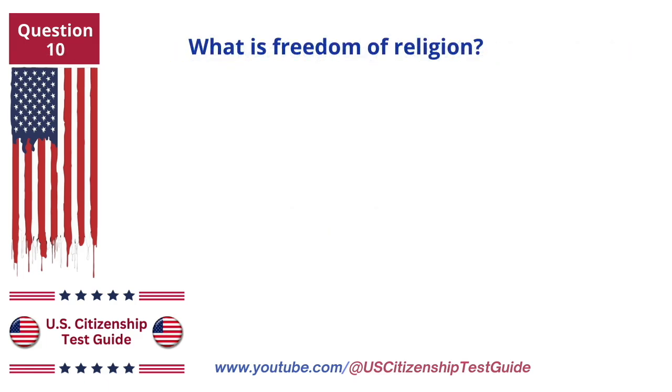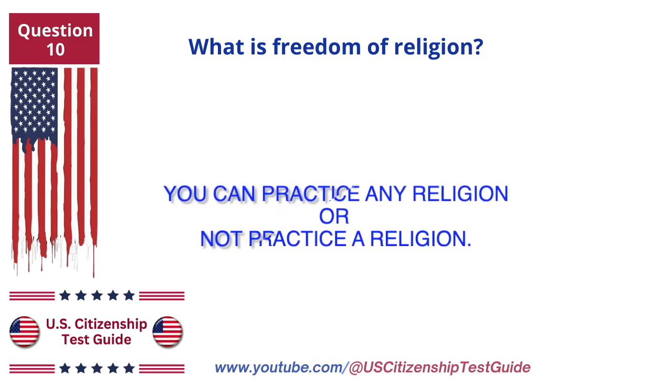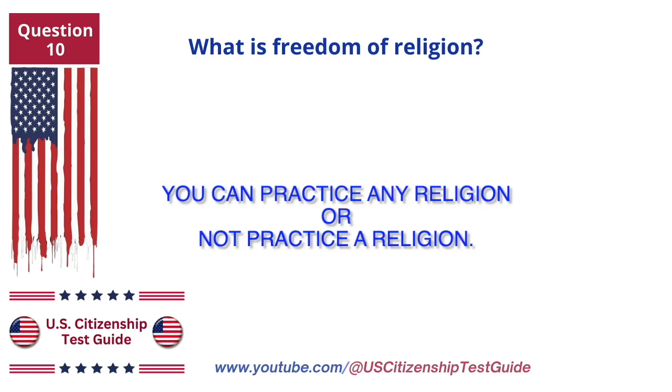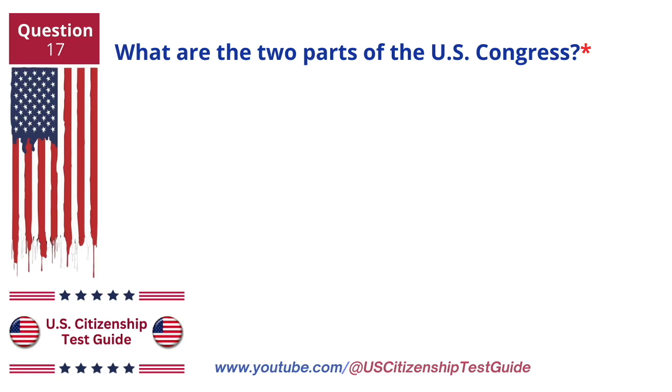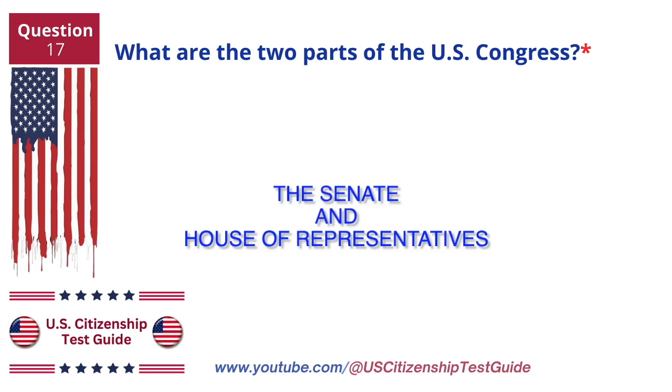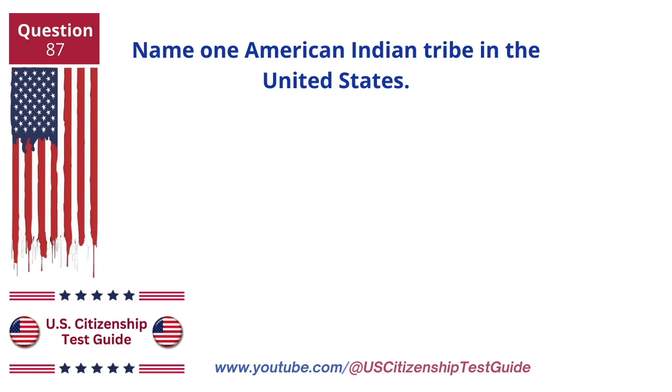What is freedom of religion? You can practice any religion or not practice a religion. What are the two parts of the U.S. Congress? The Senate and House of Representatives. Name one American Indian tribe in the United States. Cherokee.